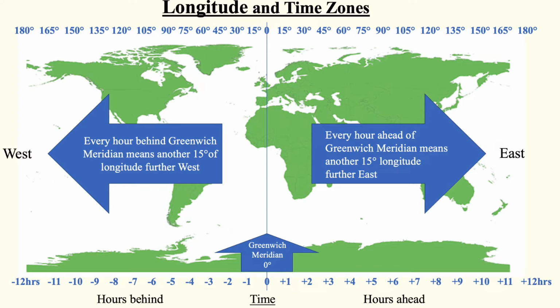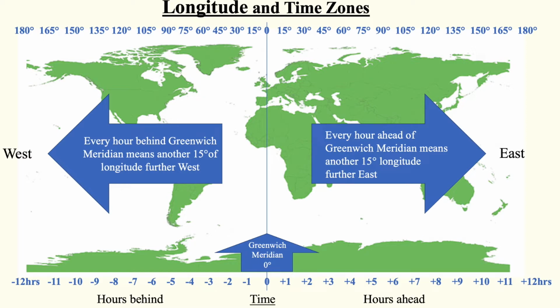And this explains the relationship between longitude and time zones. Here on this diagram we can see the Greenwich meridian down the middle, and in blue along the top are degrees of longitude. We can see 180 degrees to the east and 180 degrees to the west, making 360 degrees in total. And in blue along the bottom, you can see the respective time zones. That is, how many hours ahead or behind a particular place is compared to the time at the Greenwich meridian.